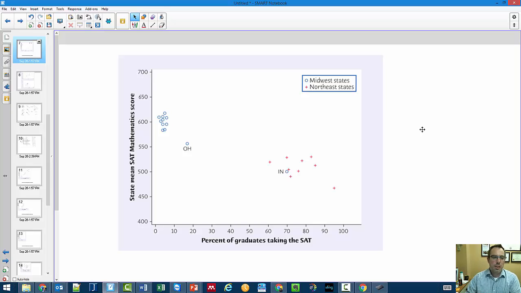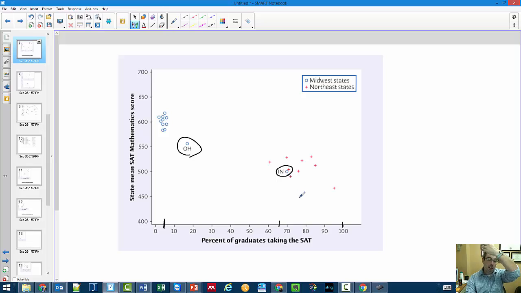And so you'll notice, and I was commenting about that before, they changed it, and we can categorize these. Here are the Midwest states, where only about 5% of people on average, it looks like, are taking the ACT or the SAT. Whereas in the Northeast states, we have a larger percentage, from about 65 almost to 100% of graduates taking the SAT. All right, then because of that category, here's an example of Ohio, and here's an example of, it must be Indiana. I don't really think of that as a Northeast state.